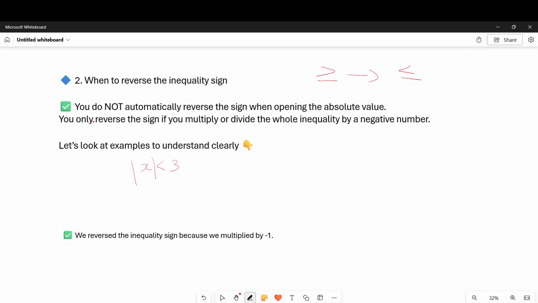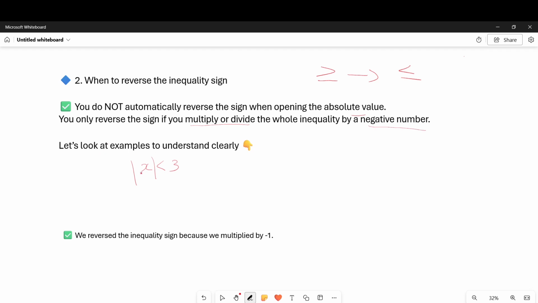You do not automatically reverse the sign when opening the absolute value. When we have an absolute value, when opening it, you cannot reverse the sign automatically. You only reverse the sign if you multiply or divide the whole inequality by a negative number.